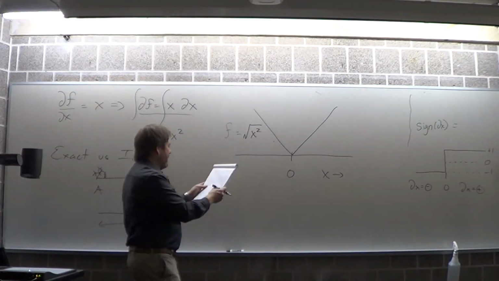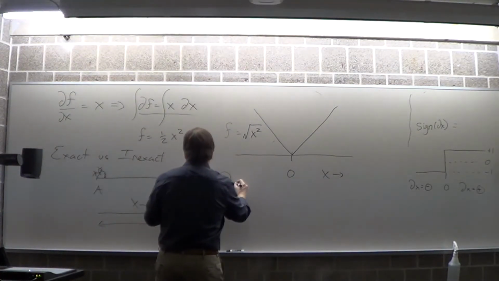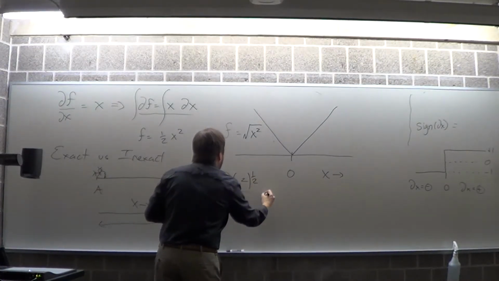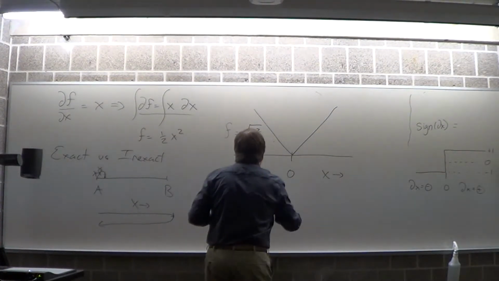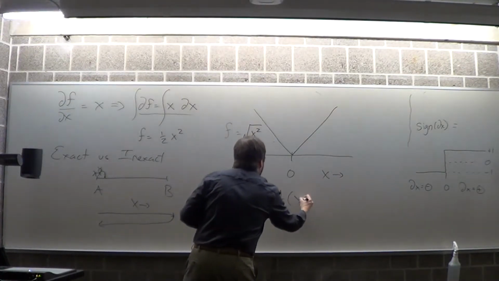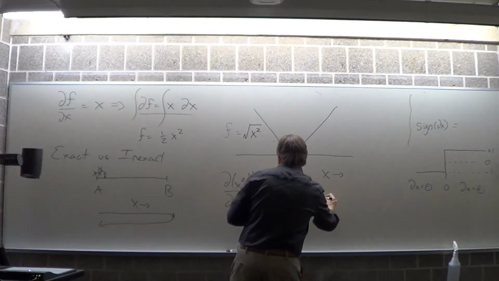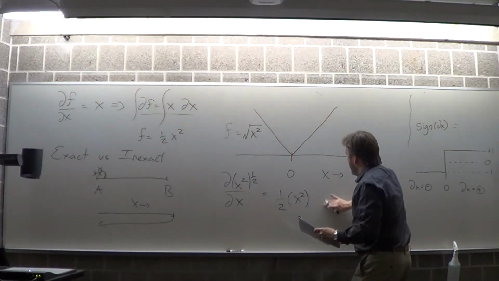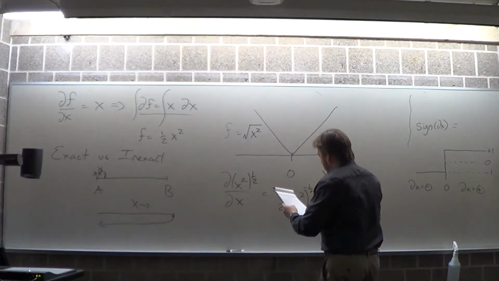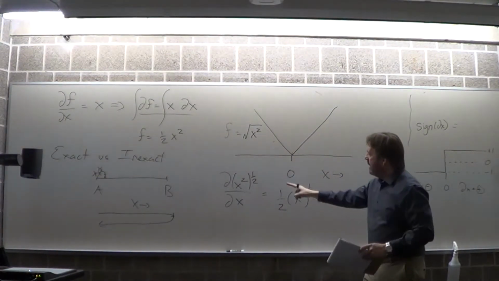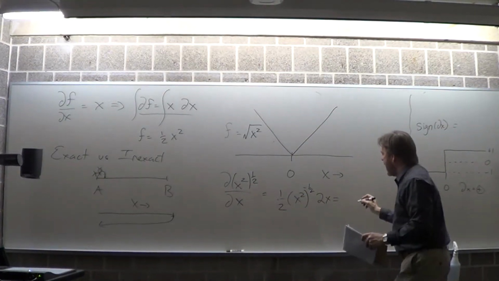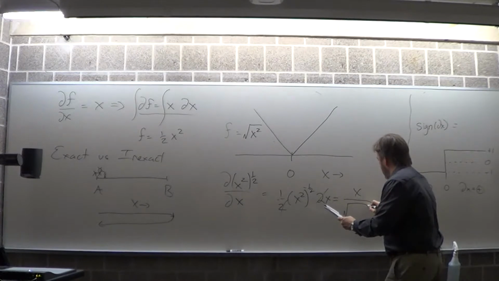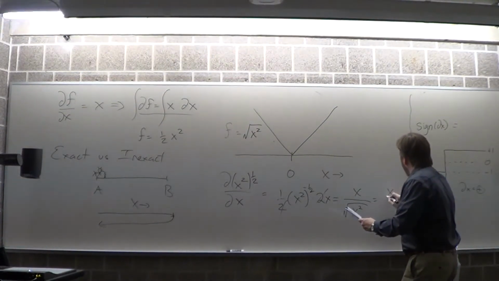However, there's a trick. Let's take the derivative of this thing, and hopefully you recall how to do this. You take the exponent down, and then you take the derivative of the inside. So this ends up being 1/2 down, 1/2 minus 1 is -1/2, and the derivative of the inside function. The 2's cancel. X over the square root of x squared, which is actually x over the absolute value of x.